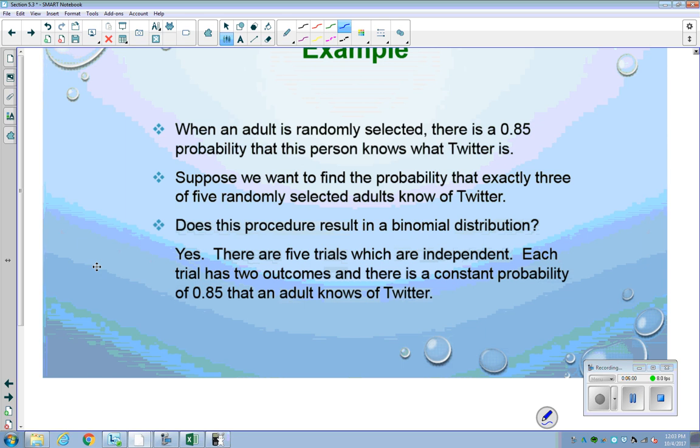Why? Because the number of trials, how many people am I picking? I'm picking total of 5, right?